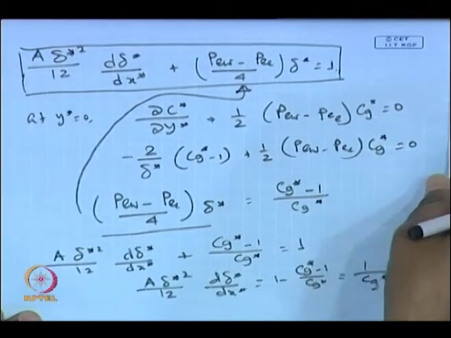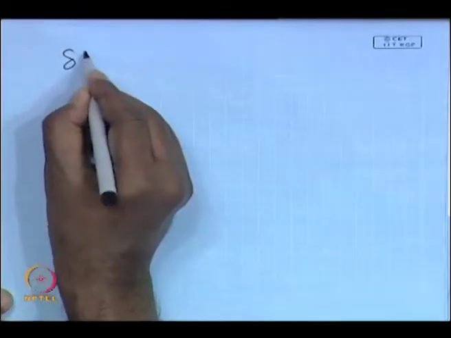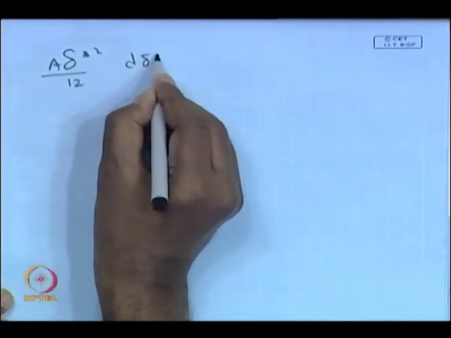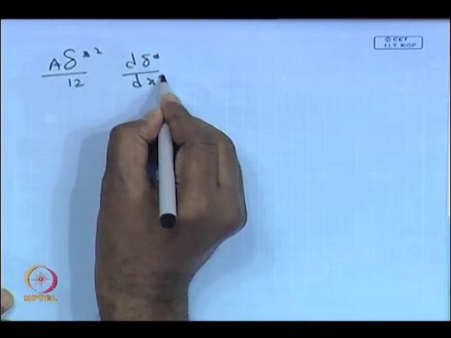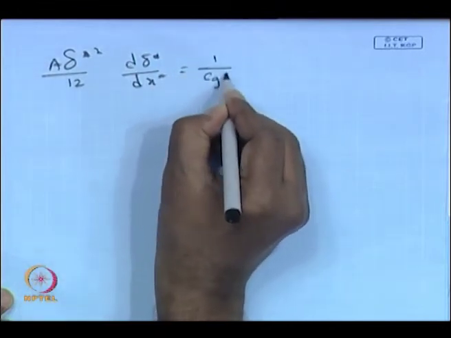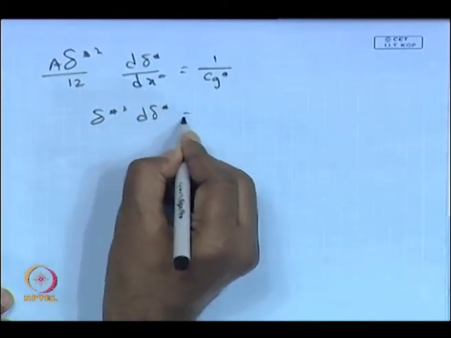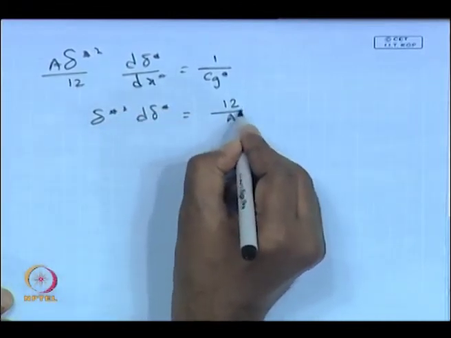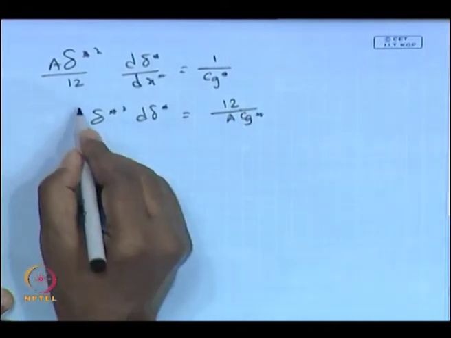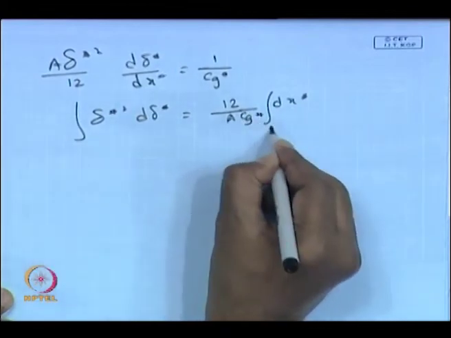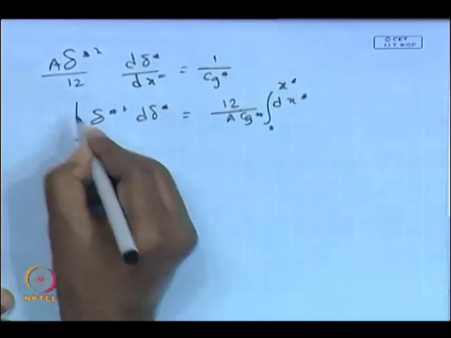Okay. So, next we separate the variables and see what you get. Delta star square A delta star square by 12 d delta star dx star is equal to 1 over Cg star. So, delta star square d delta star is equal to 12 by A Cg star times dx star, right, from 0 to x star, and this will be from 0 to del star.